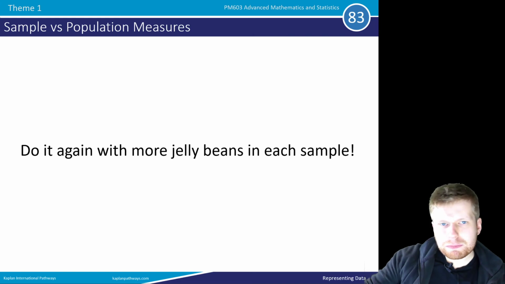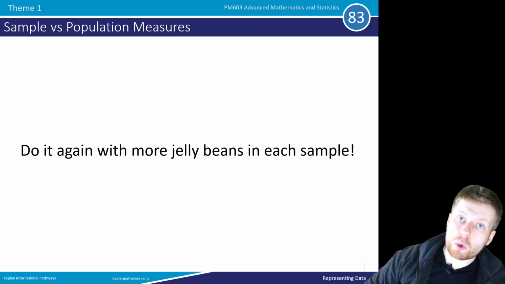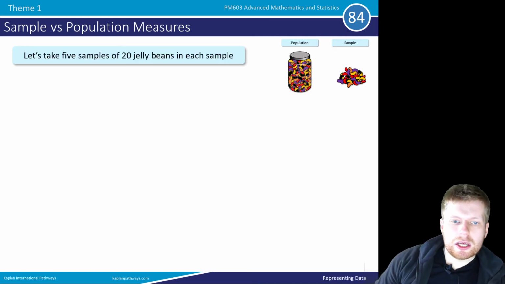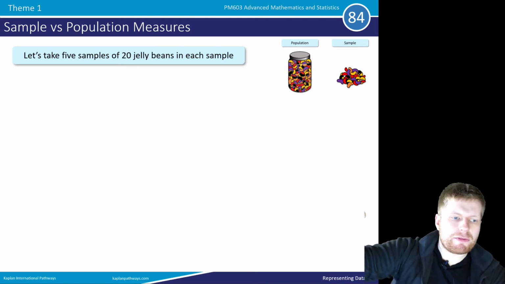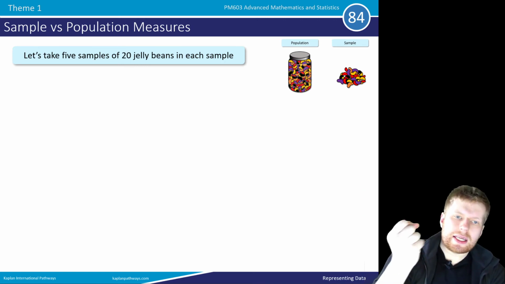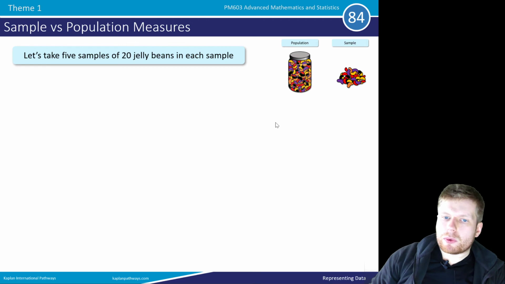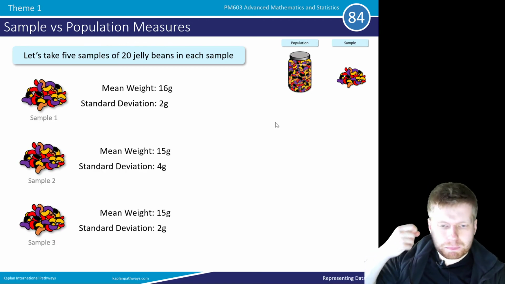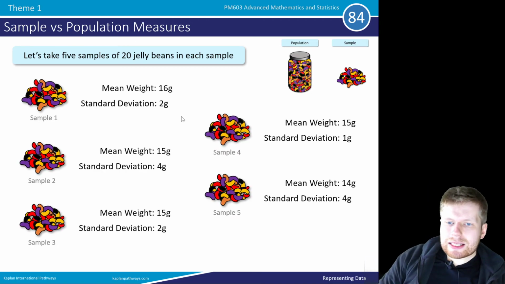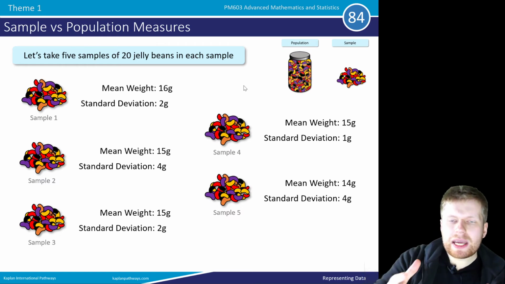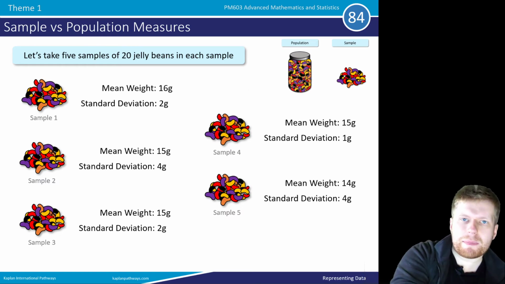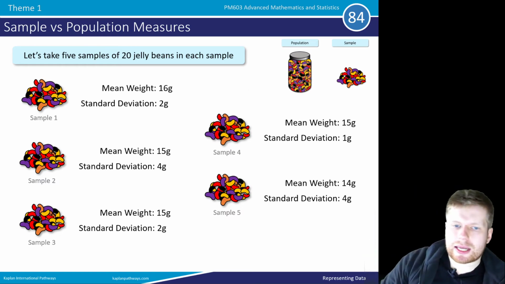So what am I going to do? Well, I'm going to do it again, but I'm going to take more jelly beans in each of the samples. So instead of having 10 jelly beans in each handful, I'm going to have 20 jelly beans in each handful. And I'm still going to take 5 samples. So here we go, let's suppose I get this data. Now let's see what happens. I've got more jelly beans per sample, going from 10 in a handful to 20 in a handful.